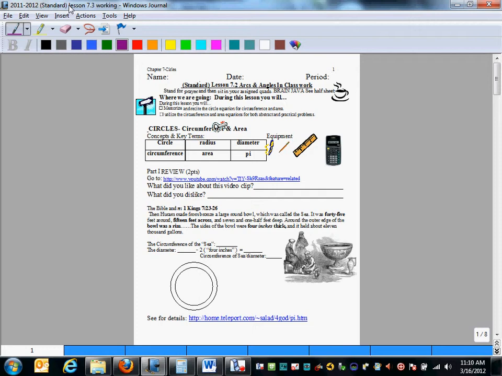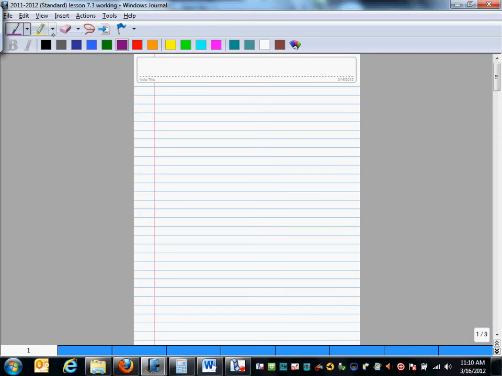We have talked about arcs. We've talked about chords. We've talked about radii. We talked about diameter. Last night, you went over this basic concept. Find any blank space on your notes, please. You have a big margin at the top of your paper. That's a good place for it.